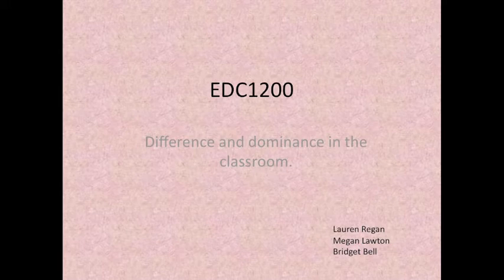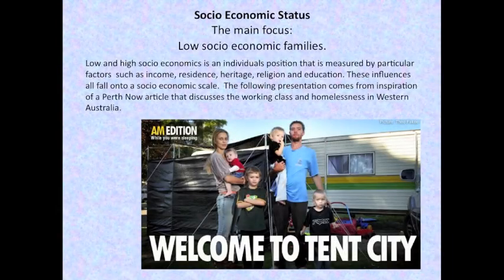The chosen topic for this assignment was low socioeconomic families. But what does this concept mean? How do we come to an understanding of high socioeconomics and low socioeconomics? Low and high socioeconomics is an individual's position that measures different particular factors such as income, residence, heritage, religion, and education that all fall onto a socio-economic scale.